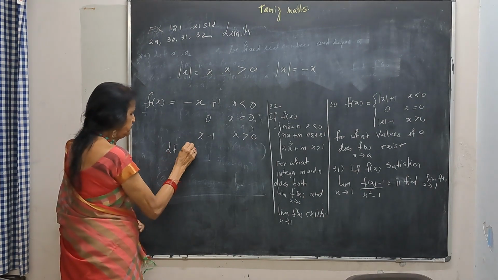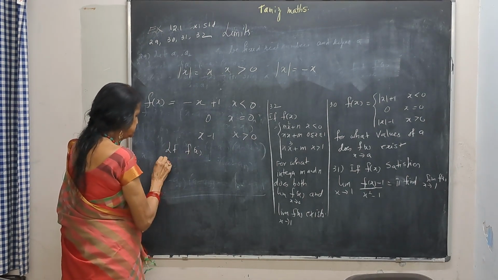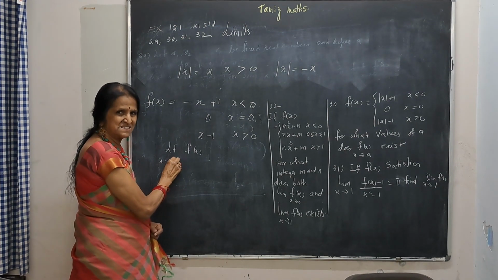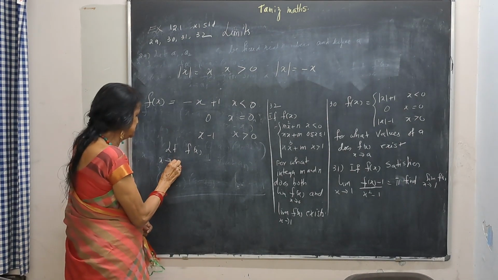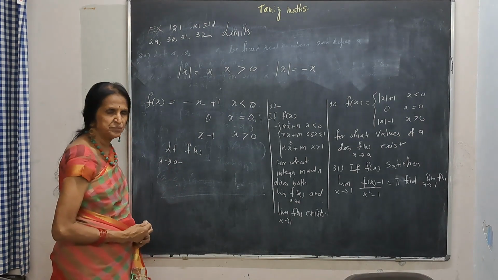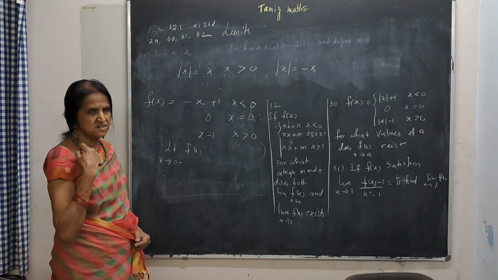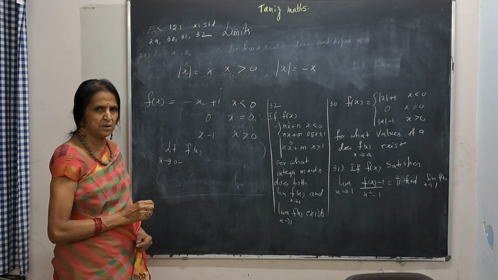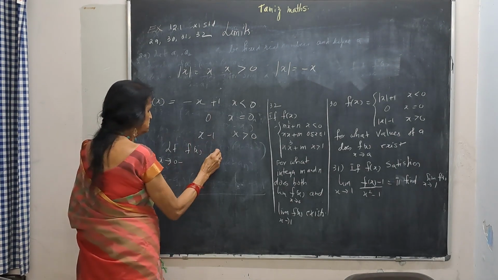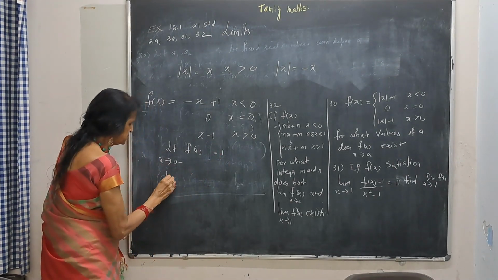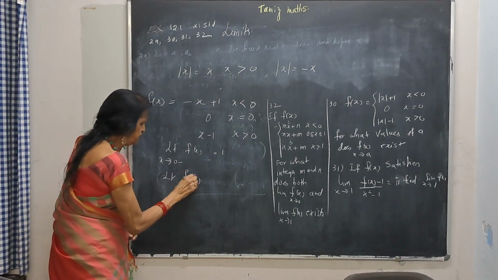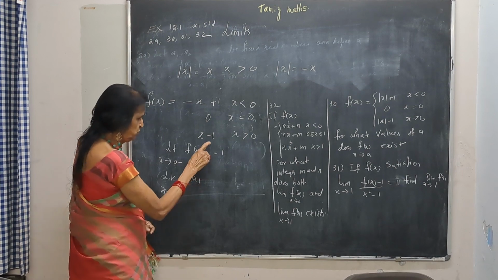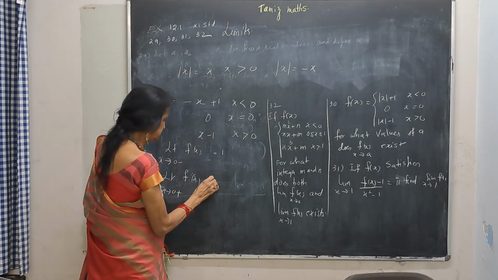Limit of f(x) as x tends to 0 from the left: when it is less than 0, you put 0 minus, which means 0 minus a small quantity, that will become less than 0. So that is 1. Limit of f(x) as x tends to 0 plus: you have 0 plus, that is minus 1.